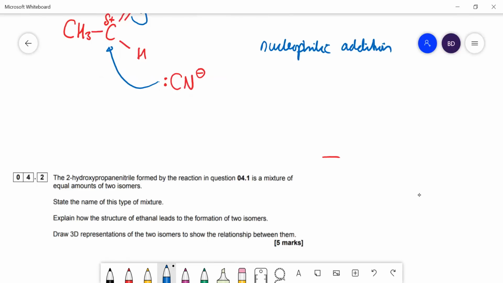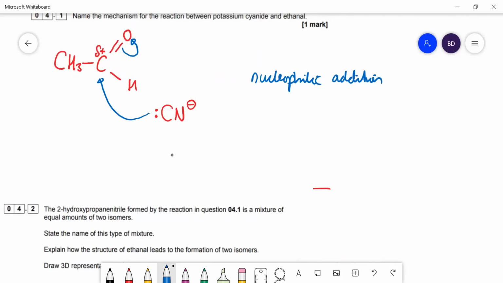Explain how the structure of ethanal leads to the formation of 2 isomers, and draw 3D representations to show the relationship between them. Now it doesn't ask us to do this, but I am just going to draw the product. What is the product going to look like?